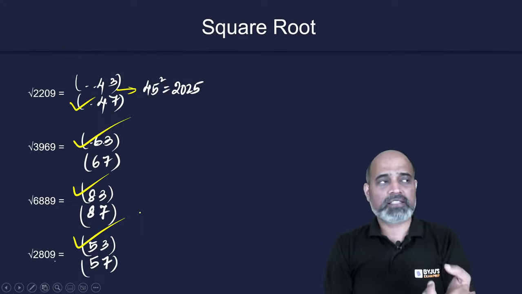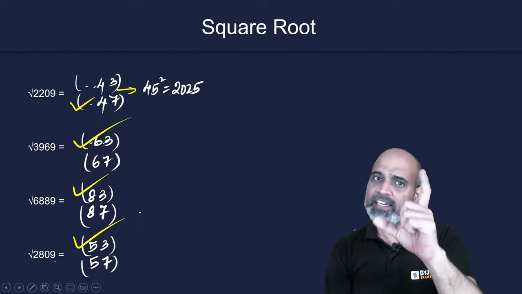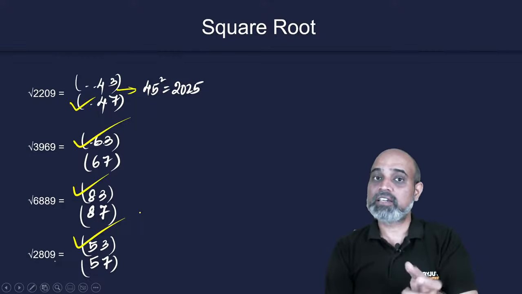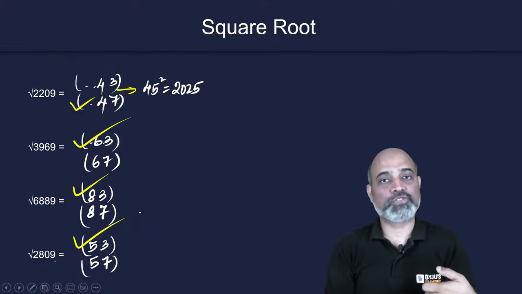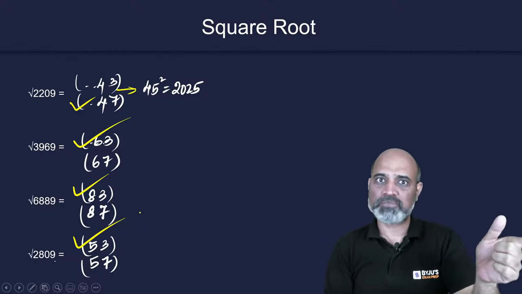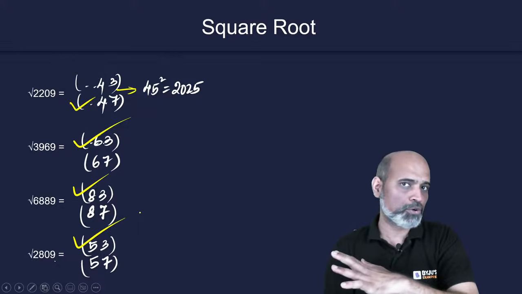Right? The answer is going to be in two parts. Looking at the last digit, you decide the last digit of the answer. And ignoring the last two digits, whatever you are left with, do the square root of it. Once you do it, you will get some integral value. Ignore the point part.